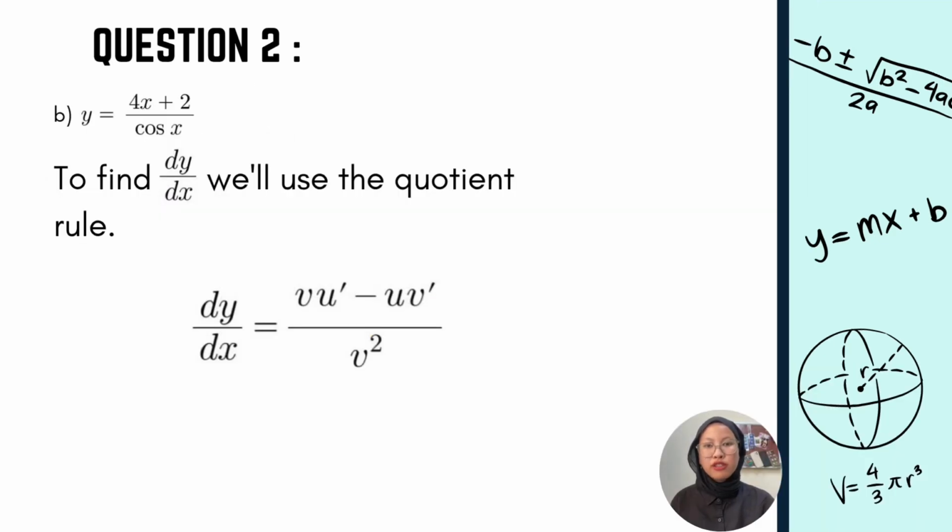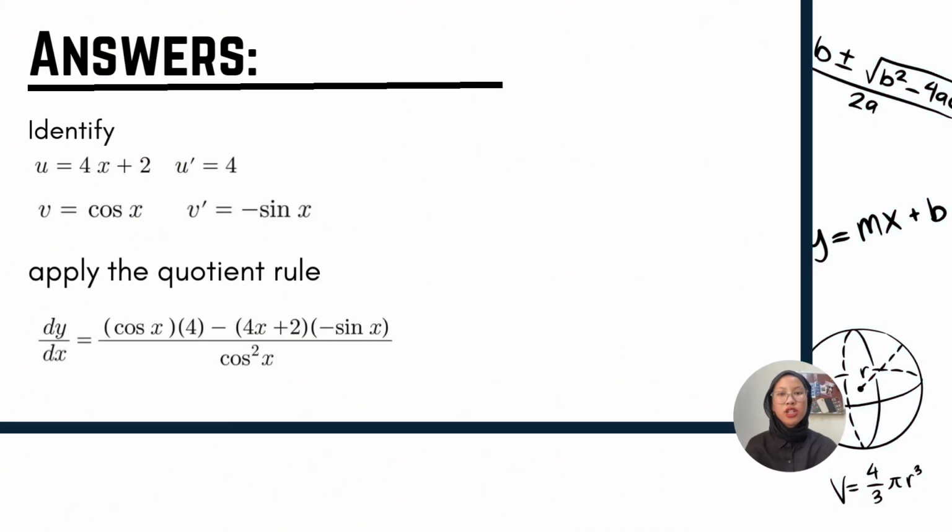Question 2, y equals (4x plus 2) over cos x. So to find dy/dx for this question, we have to use quotient rule. As we know, the quotient rule equation is dy/dx equals (vu prime minus uv prime) over v squared. First, we have to identify the u prime, v, and v prime. u equals 4x plus 2, u prime equals 4, v equals cos x, while v prime is equal to negative sin x.